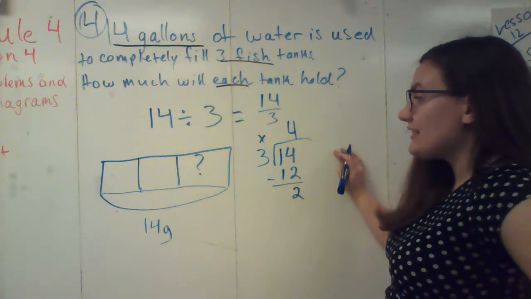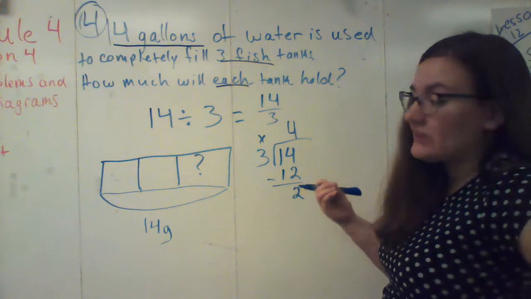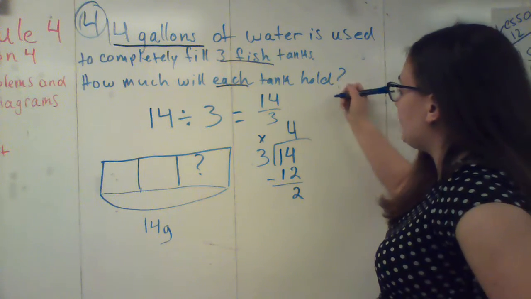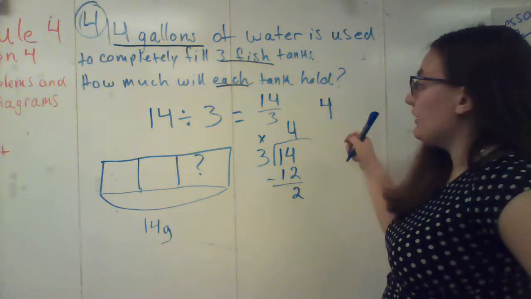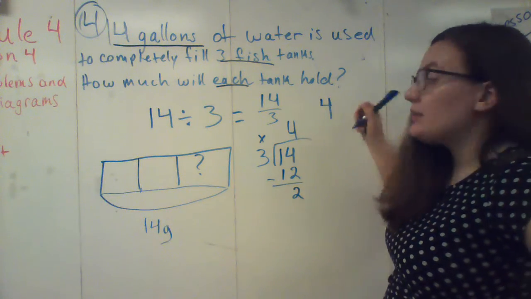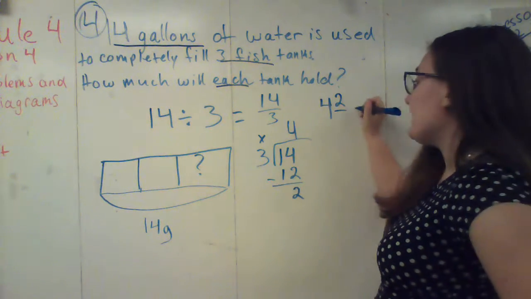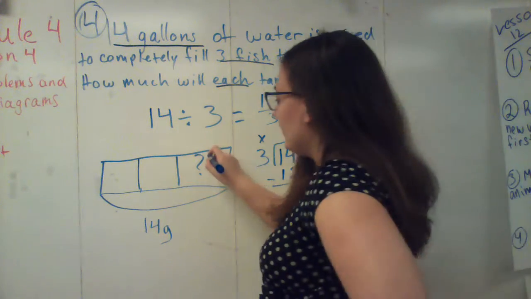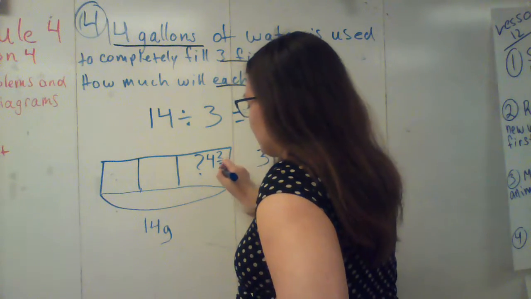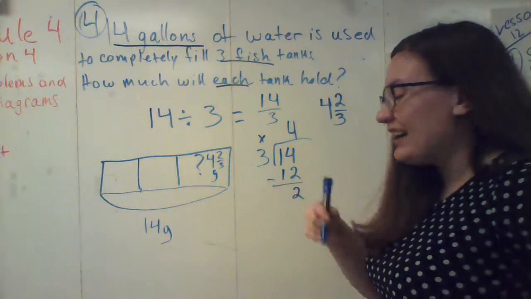So what I got from this is I'm eventually going to be able to piece all of this together to get my mixed number. And what I get from this is 4, because that is my number at the top. That is my whole number. My remainder is my numerator, so that is 2. And then my denominator is 3. So my final answer is going to be 4 2/3 gallon.